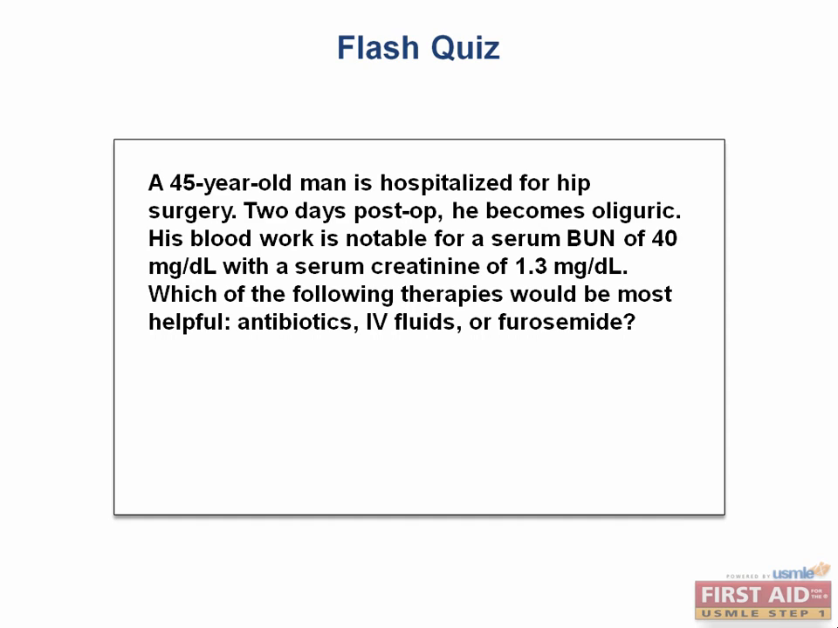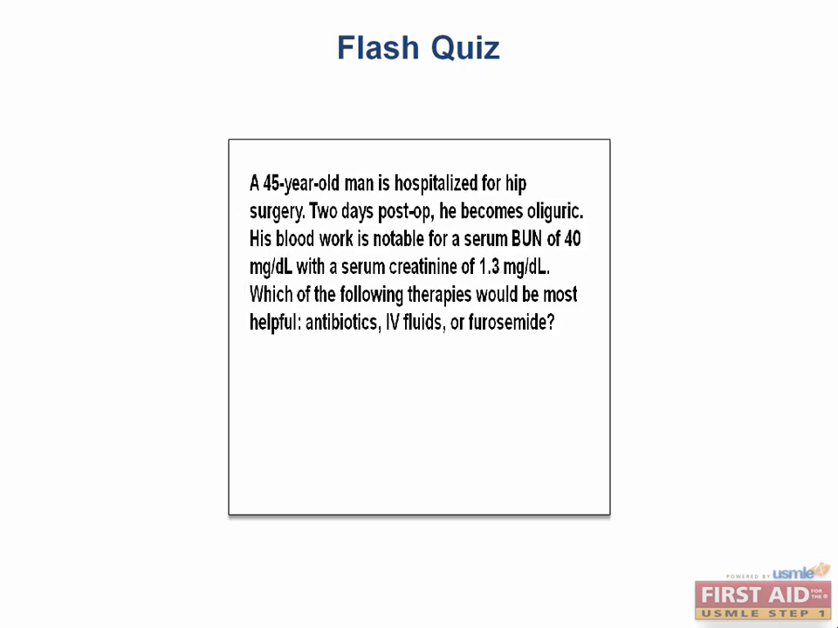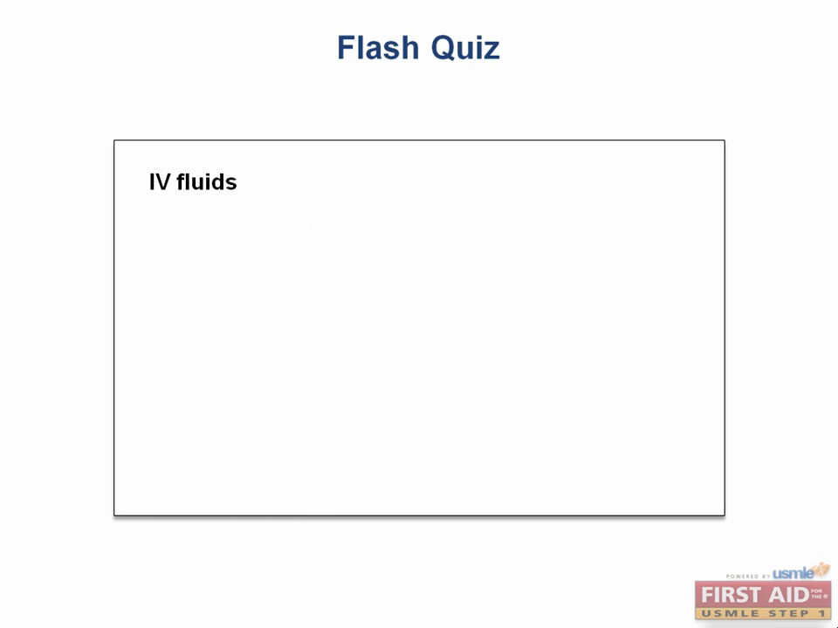Flash quiz. A 45-year-old man is hospitalized for hip surgery. 2 days post-op, he becomes oliguric. His blood work is notable for a serum BUN of 40 with a serum creatinine of 1.3. Which of the following therapies would be most helpful? Antibiotics, IV fluids, or furosemide? The answer is IV fluids.